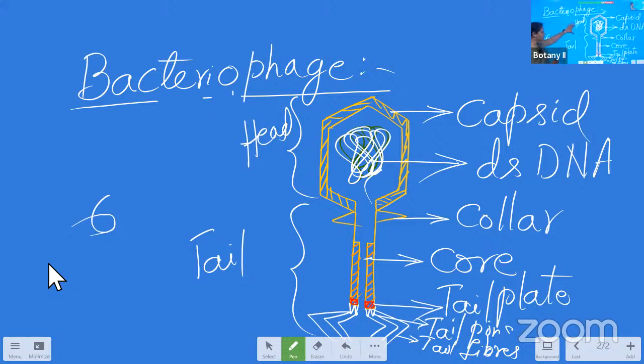So what we have to draw and what we have to say is very clear. Bacteriophage has a tadpole-like structure, and this organism will infect the bacteria.